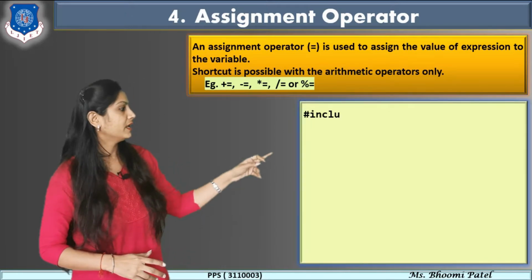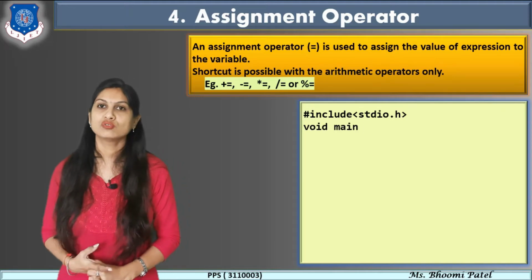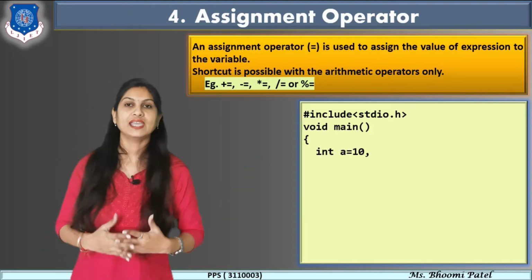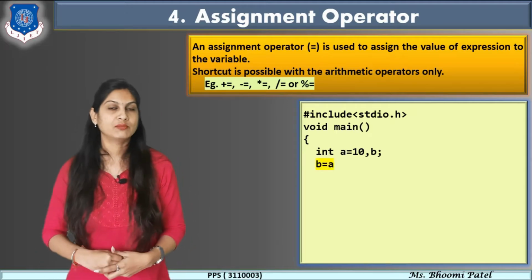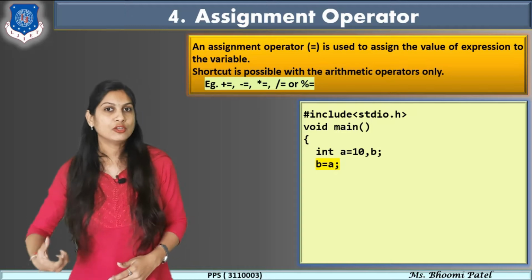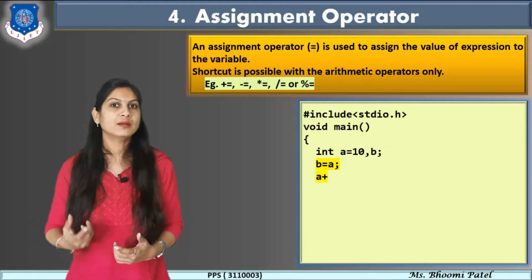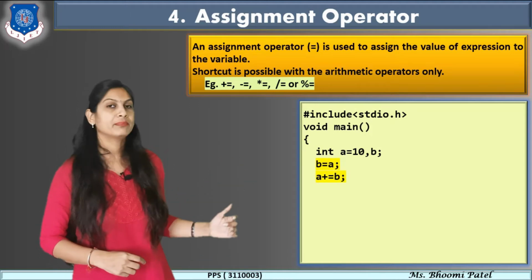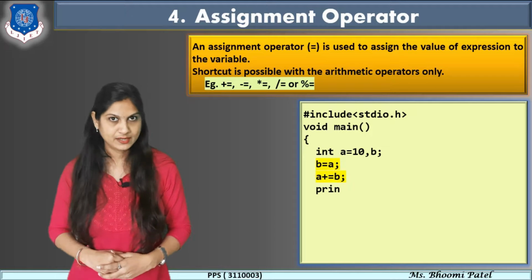First here I am writing header files and void main, and then we are declaring two variables a and b. A has value 10. Now we are putting the statement b equals a. What is the meaning? The value of a is assigned to b. So now b becomes 10. And then after we are printing the value of b. So b is what? 10.